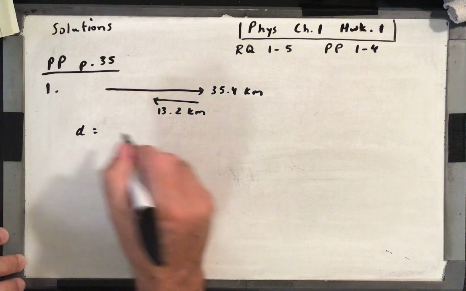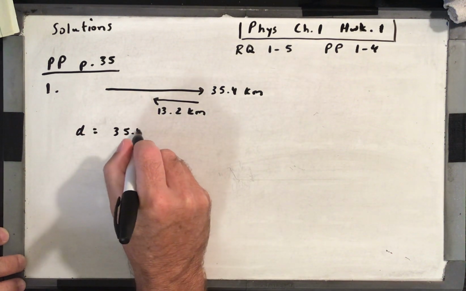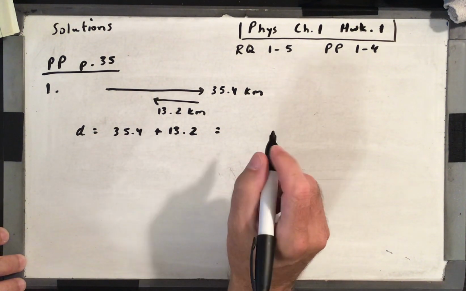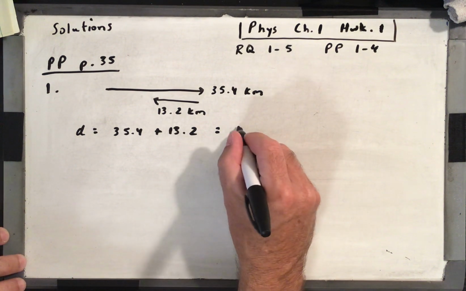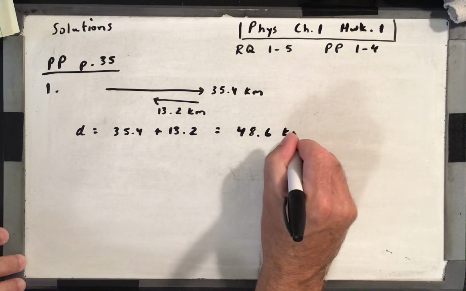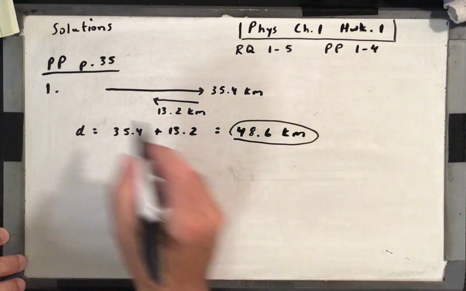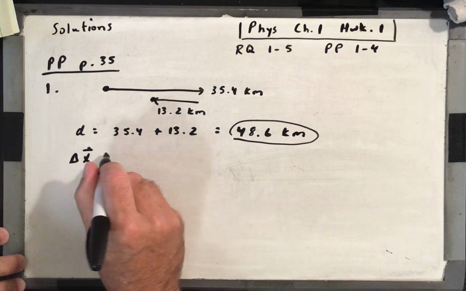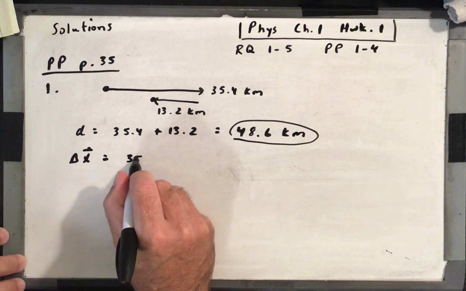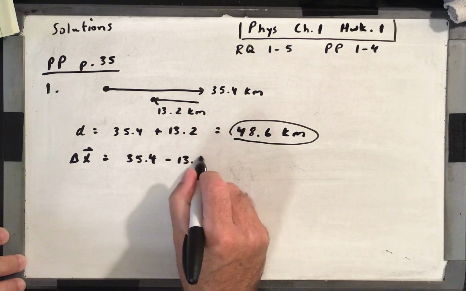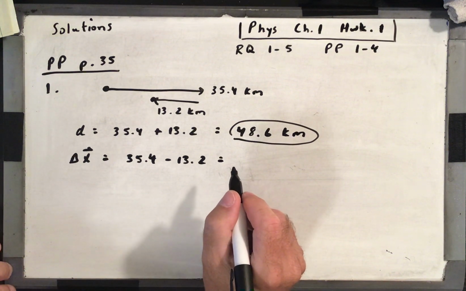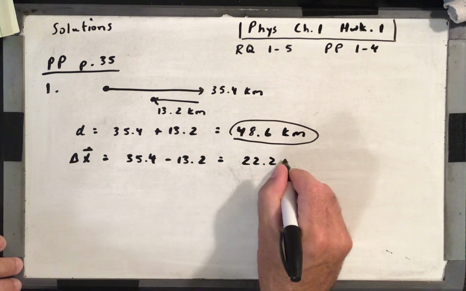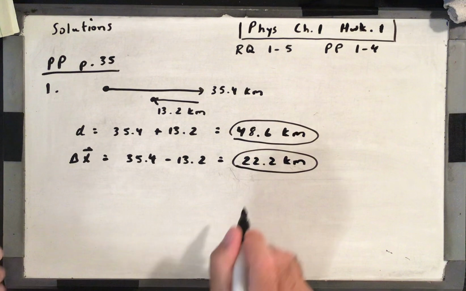All right, the distance is going to be the whole thing. So 35.4 plus 13.2. All right, what is that? That's 48.6 if I'm doing that right in my head. Don't forget the unit. Now the displacement would be from where you start to where you finish. So that's going to be 35.4 minus 13.2. So that would be 22.2 kilometers for the displacement.